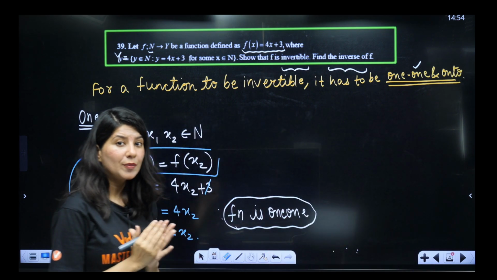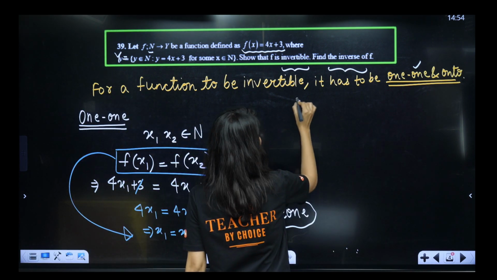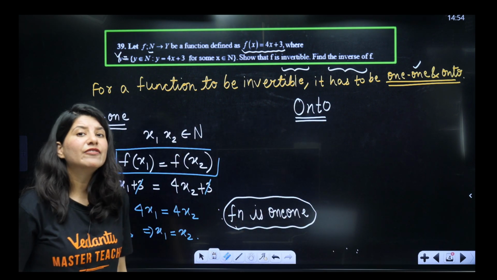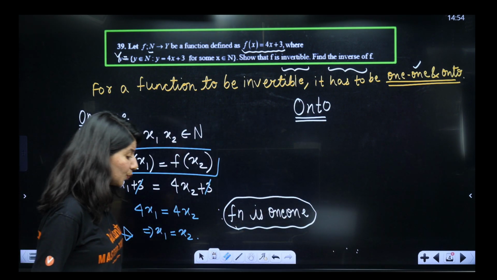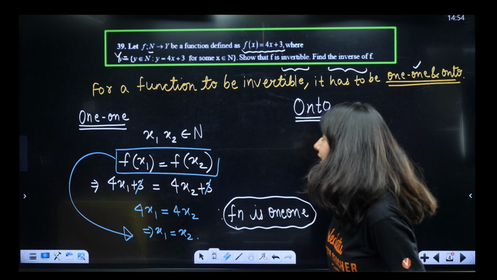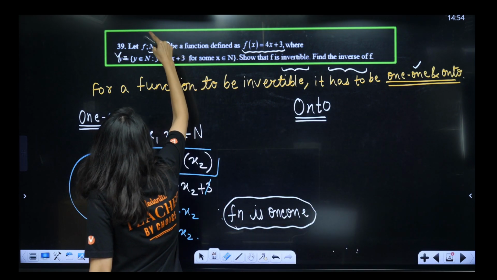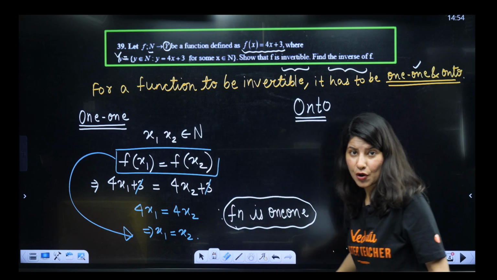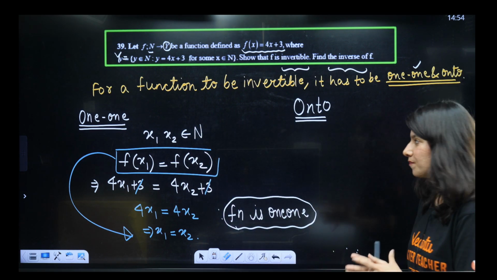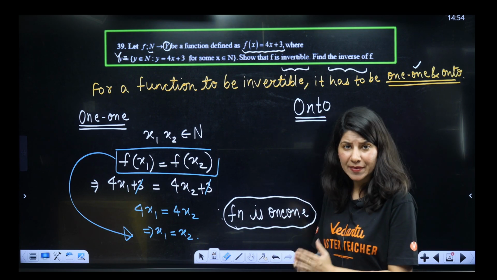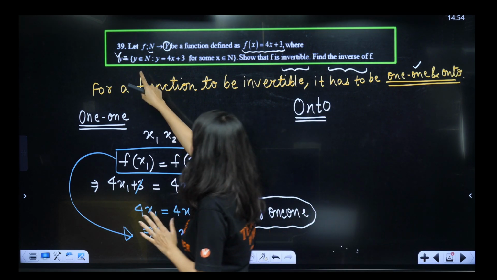Now you have to talk about whether the function is onto or not. Okay. Now how to prove that the function is onto? To prove that the function is onto, the second set, that means the y set, this set should be the range of your function. Okay. All right. Now, they have clearly mentioned what is y.